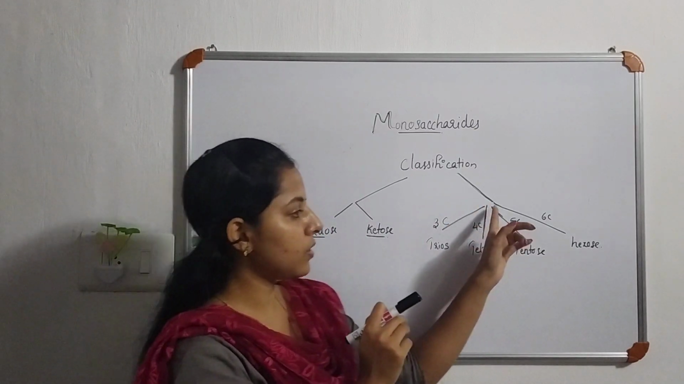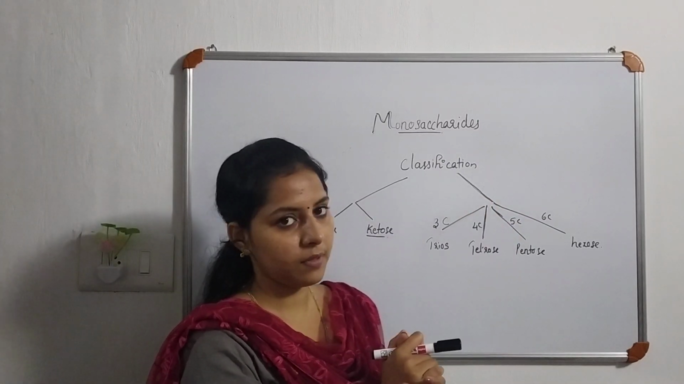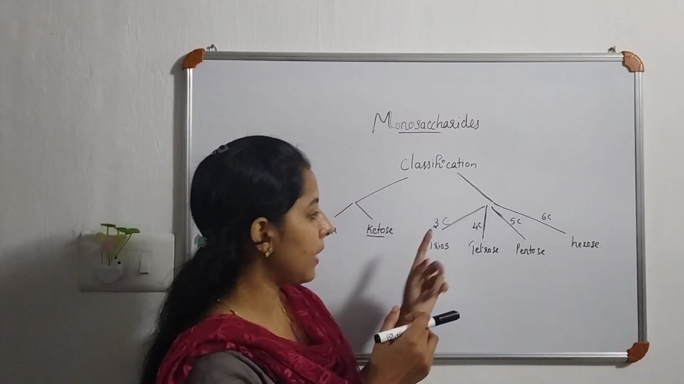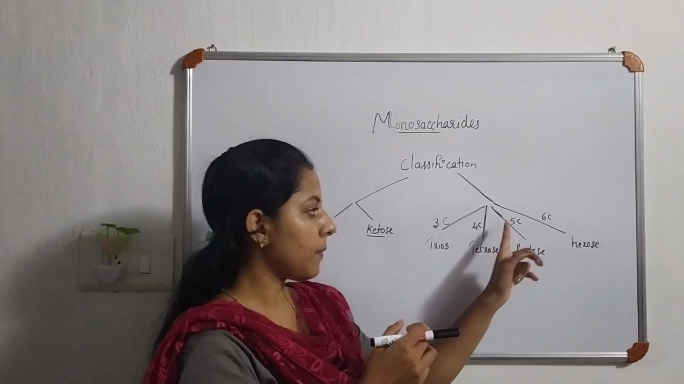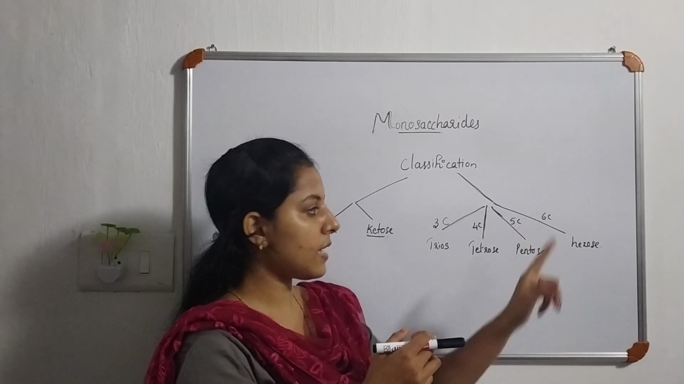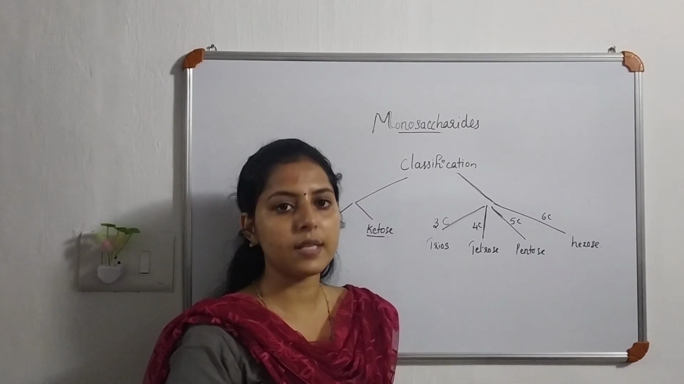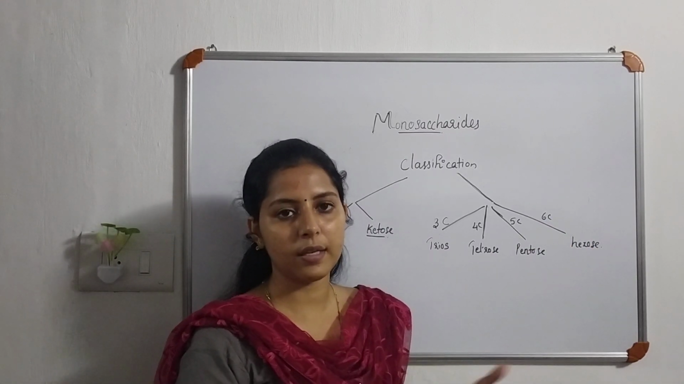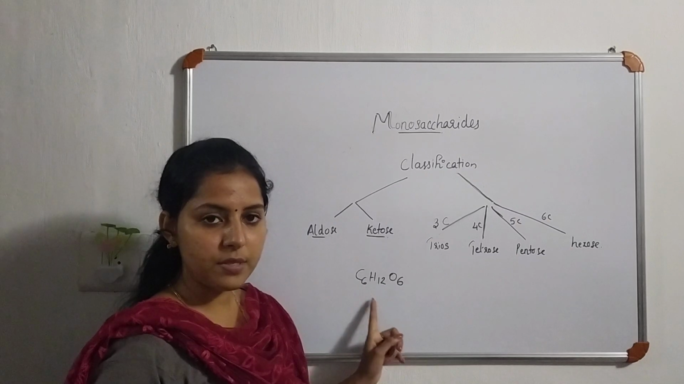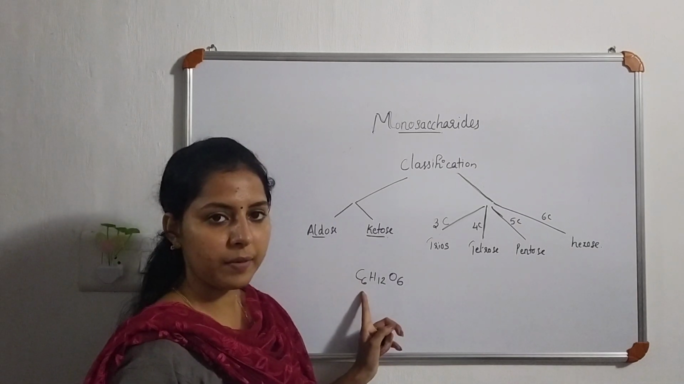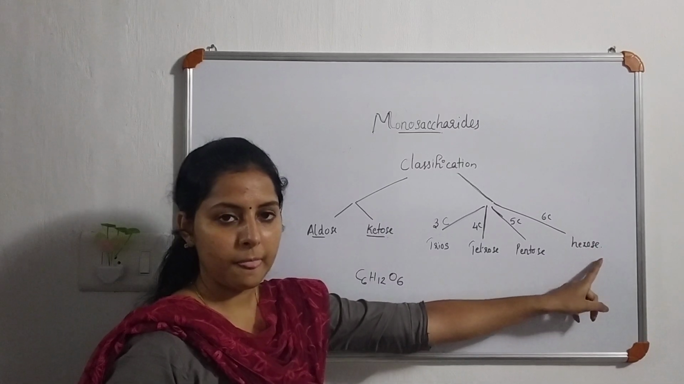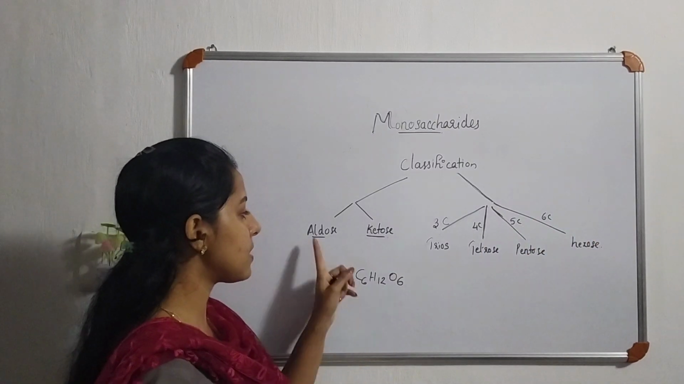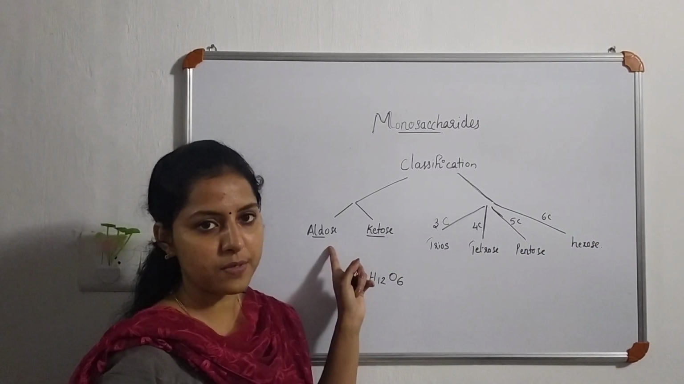And second, on the basis of the number of carbon atoms. If the monosaccharide unit contains 3 carbons, it is called a triose; 4 carbons, tetrose; 5 carbons, pentose; and 6 carbons, hexose. Again 7 is heptose, and so on. This is glucose, and it contains 6 carbon atoms, so glucose comes under the category of hexose. And the functional group present in glucose is aldehyde, so it is also an aldose.